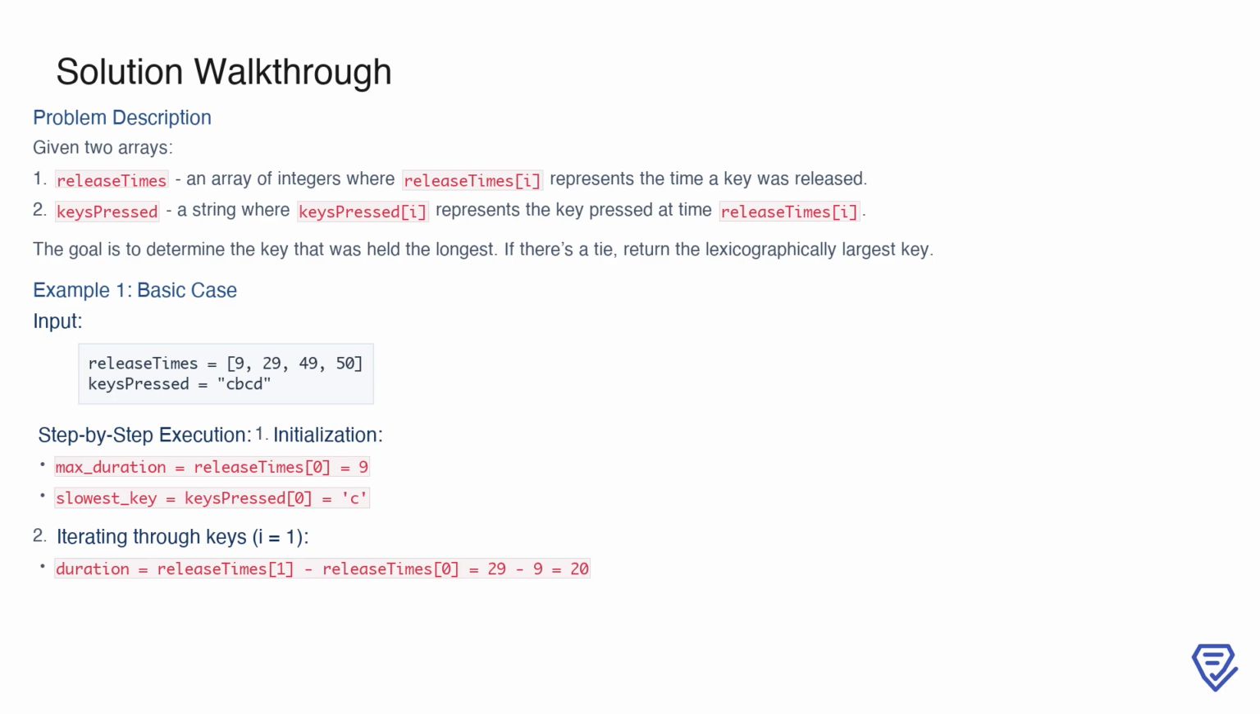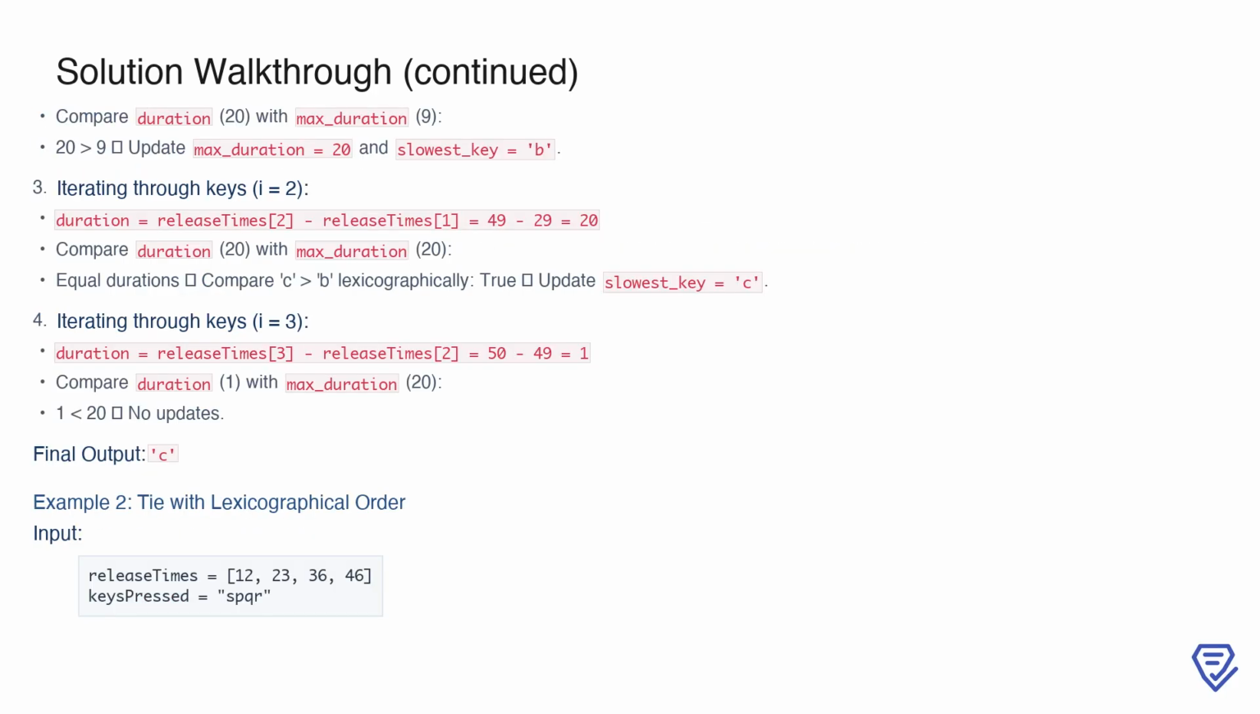This duration is greater than the current max_duration of 9, so we update max_duration to 20 and slowest_key to B. Next, for i equals 2, we calculate the duration of the third key as release_times[2] - release_times[1], which also equals 20. Since this duration is equal to the current max_duration, we compare the keys lexicographically. The current key, C, is larger than B, so we update slowest_key to C.